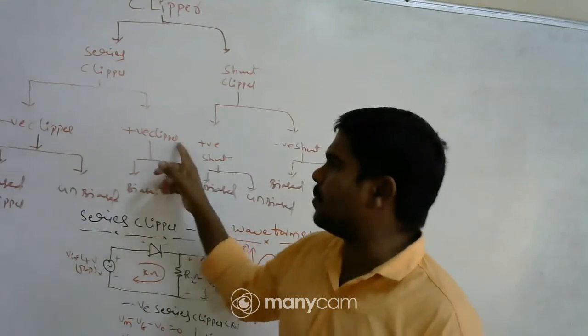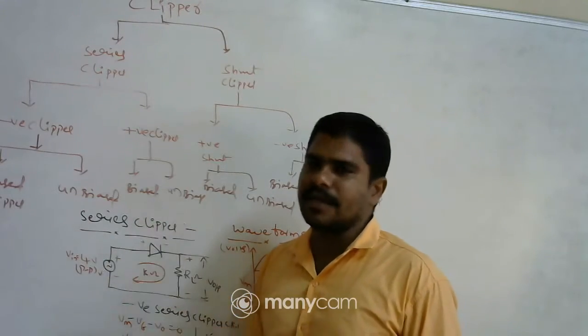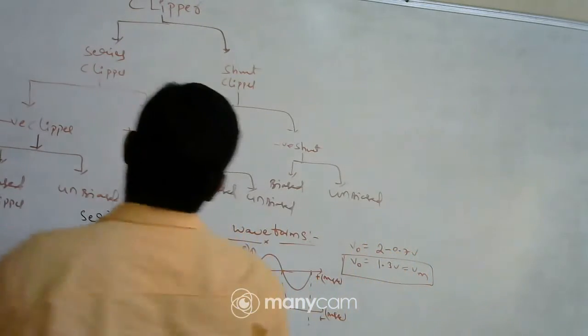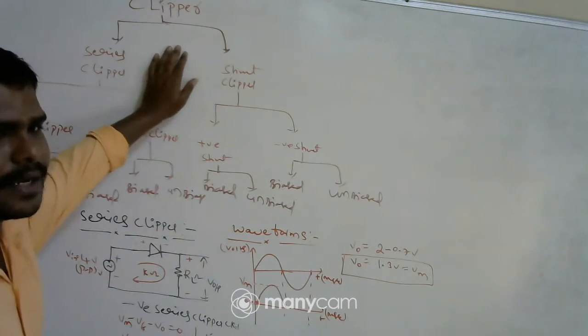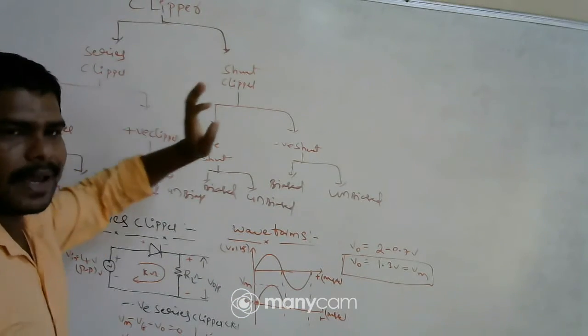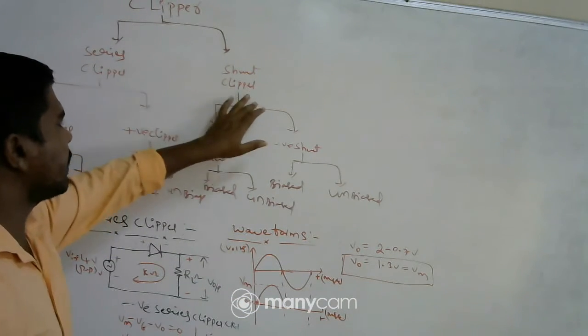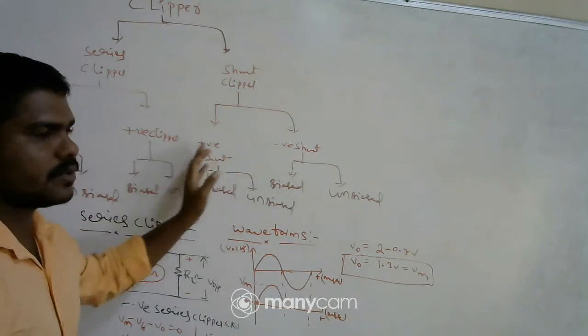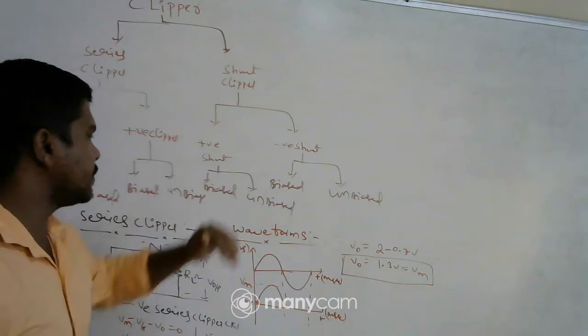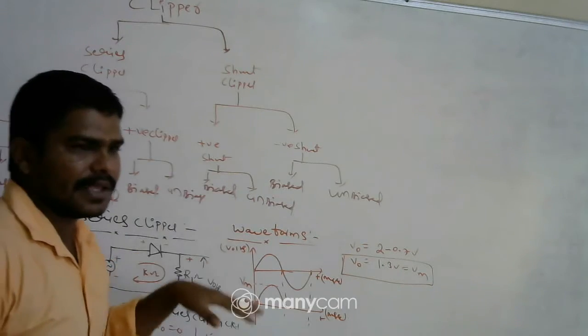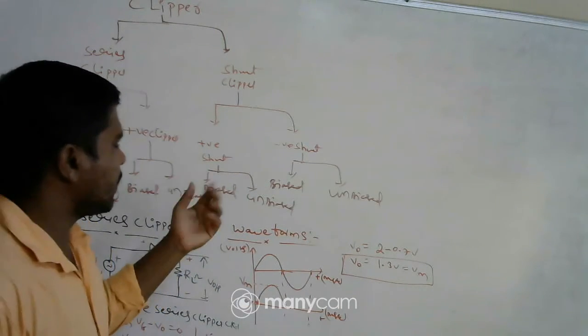Again, positive clipper has two types, biased and unbiased. The next one is the shunt clipper, or parallel clipper. Shunt clipper or parallel clipper has two types: positive shunt clipper and negative shunt clipper. So that is also the same thing. We have to remove part of the signal.